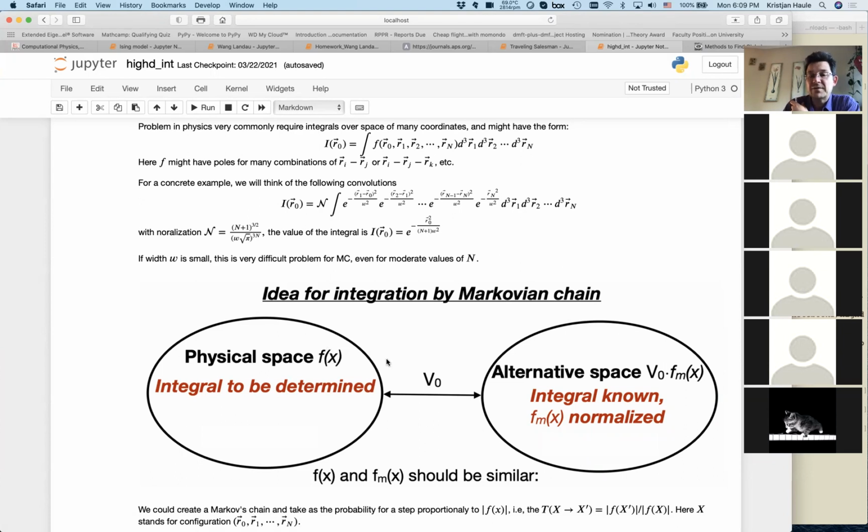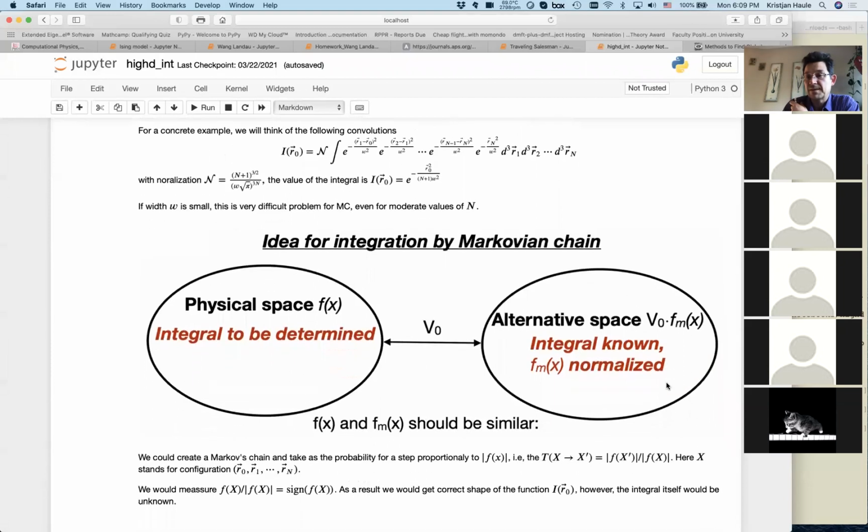Okay. However, we have an alternative space in which the weight function is some known function which can be normalized. And then the idea is that we are allowed to jump between the spaces. How often we jump is determined by some number which we call V naught. Okay, so that's one way.